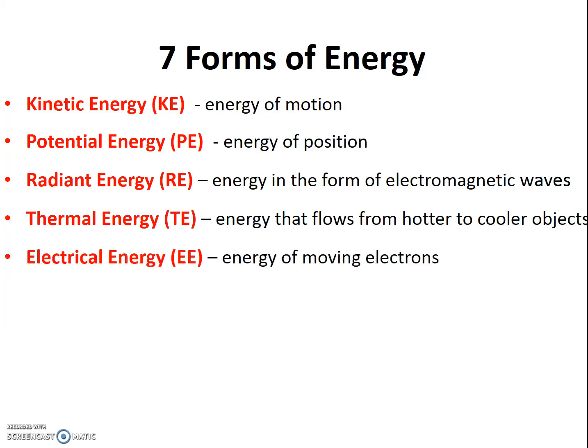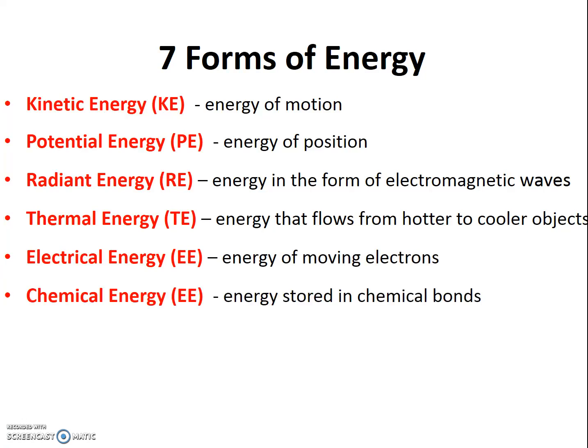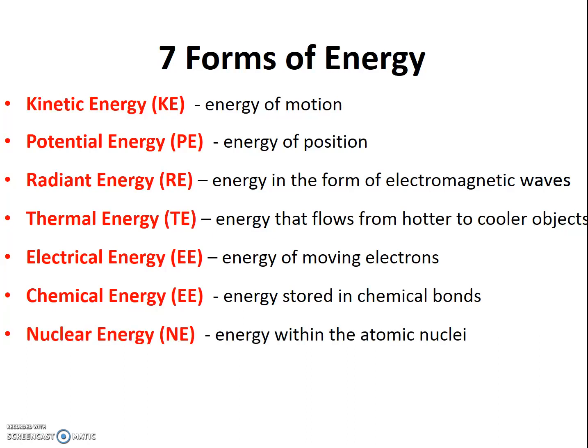Electrical energy, which is the energy of moving electrons. Chemical energy, which is the energy stored in chemical bonds. And nuclear energy, the energy within the atomic nuclei. So any sort of energy that we'll encounter can be categorized as one of these different forms of energy.